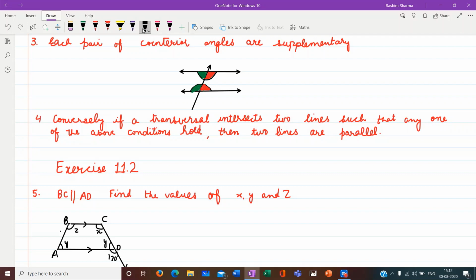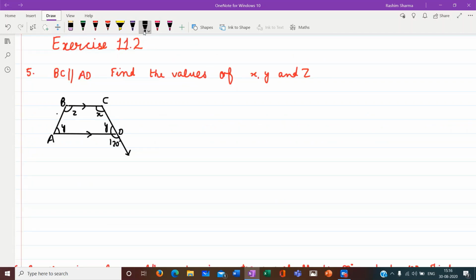Question number 5. BC is parallel to AD and find the values of x, y and z. Here in the given figure we can see BC and AD. Now at point D we have y plus 120 is equal to 180 degree. Why? Because this is a linear pair. So we get the value of y here as 180 minus 120. Y is equal to 60 degree.